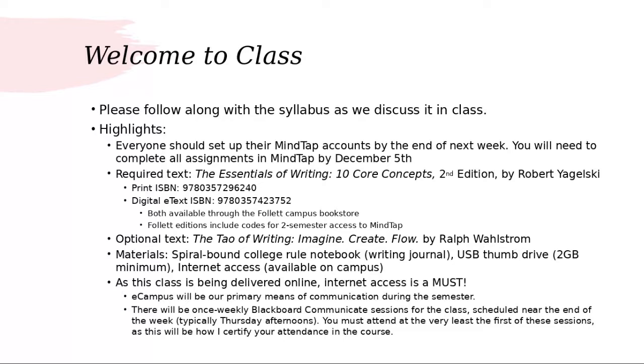Then there is Outwriting: Imagine, Create, Flow by Ralph Wallstrom. As I mentioned, this is mainly a tool if you want to get it for avoiding writer's block. The materials that I want you to use: a spiral bound college ruled notebook for a writing journal. You should have a thumb drive for saving papers.